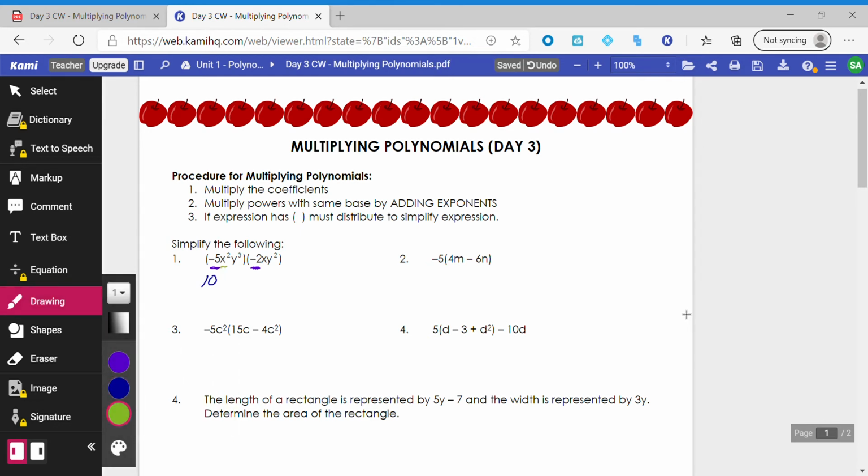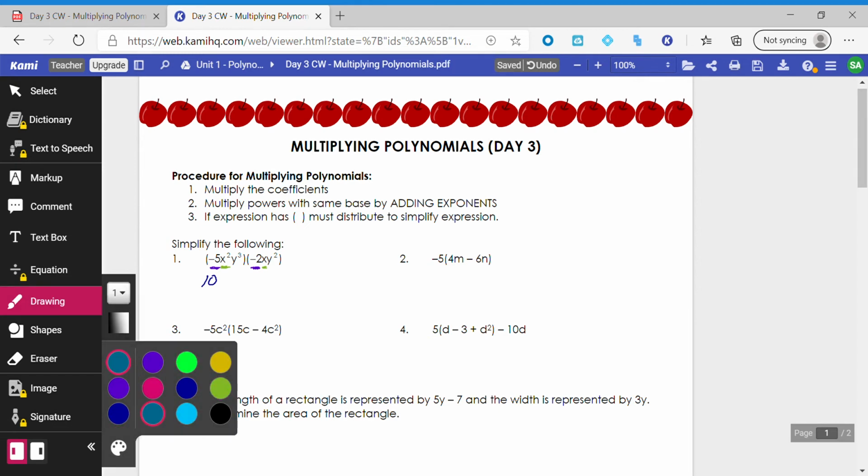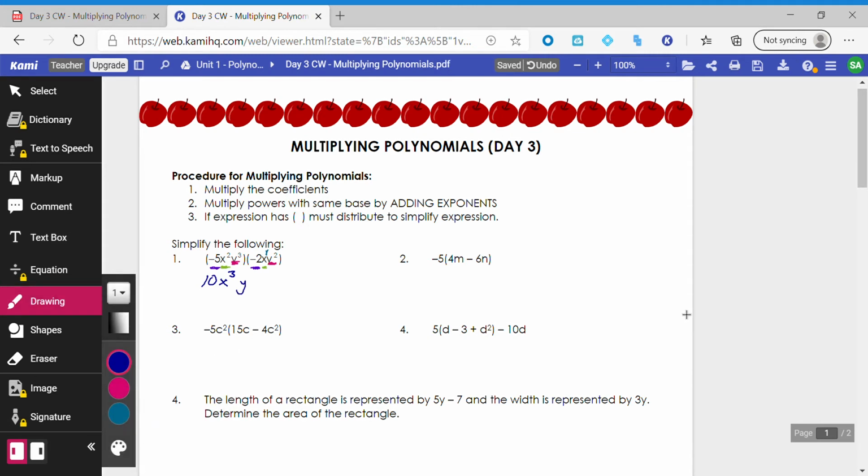Now we have x squared times x. Again, if we are multiplying like bases, we're going to add our exponents. So if I think about it, the x here has an exponent of 1. So the base being x, I add 2 plus 1 to get x cubed. And then we have y cubed times y squared. So the base being y, I add my exponents, 3 plus 2 gives me 5. So there's my answer, 10x cubed y to the 5th.